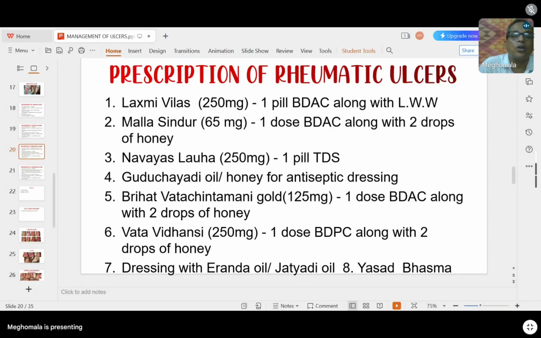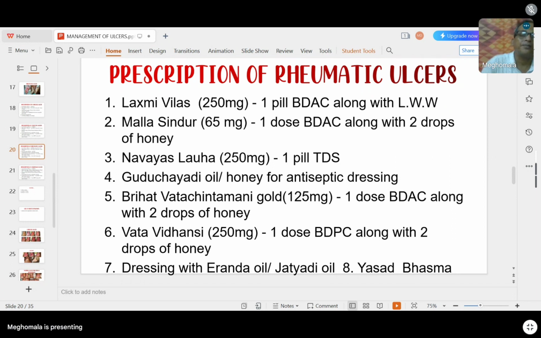I used Navayas Loha. Loha should be there in every sort of ulcer, because Loha is a rasayan and nutrition, and it gives nutrition to the body, and it affects healing. If it controls anemia, meaning if it controls malnutrition, then obviously it will heal. So in every prescription, Loha Mandur should be there.